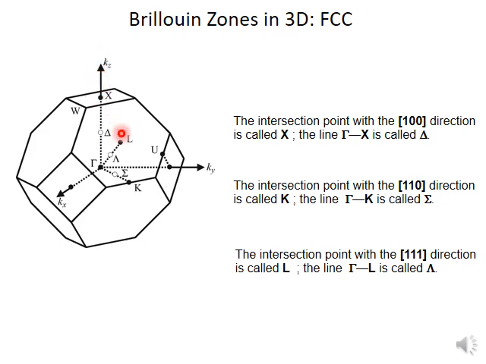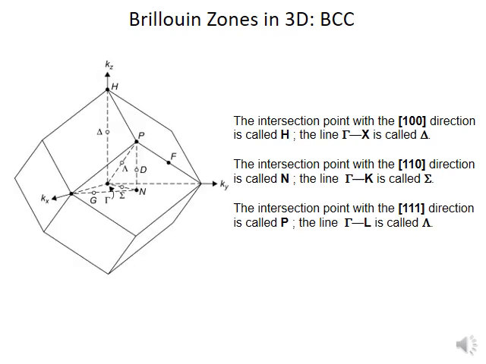One important distinction I would like to make is between X, L, and the K point. The X point is exactly in the center of two lattice points. Similarly, the L point is also exactly in the center of two lattice points. One is 0, 0, 0, and the other would be if you go along the 1, 1, 1 direction. But the K point is not in the center of two lattice points, it is displaced from the center. That's an important distinction which would become relevant later.